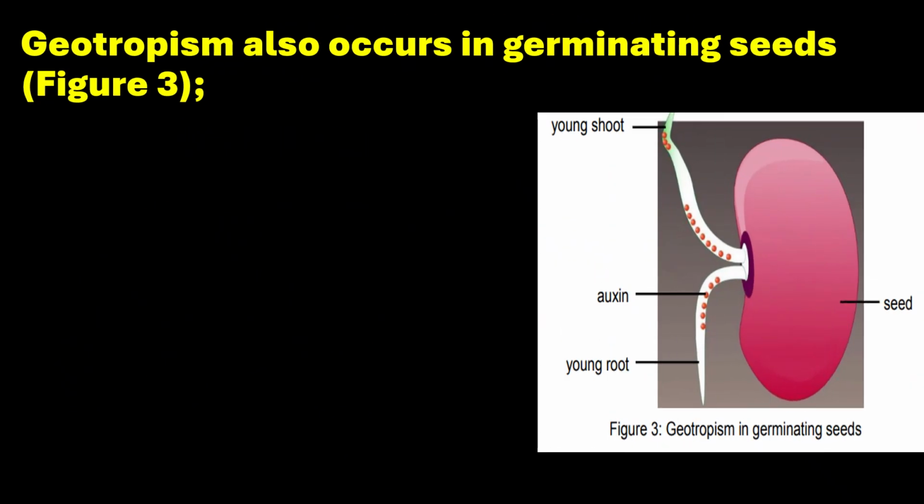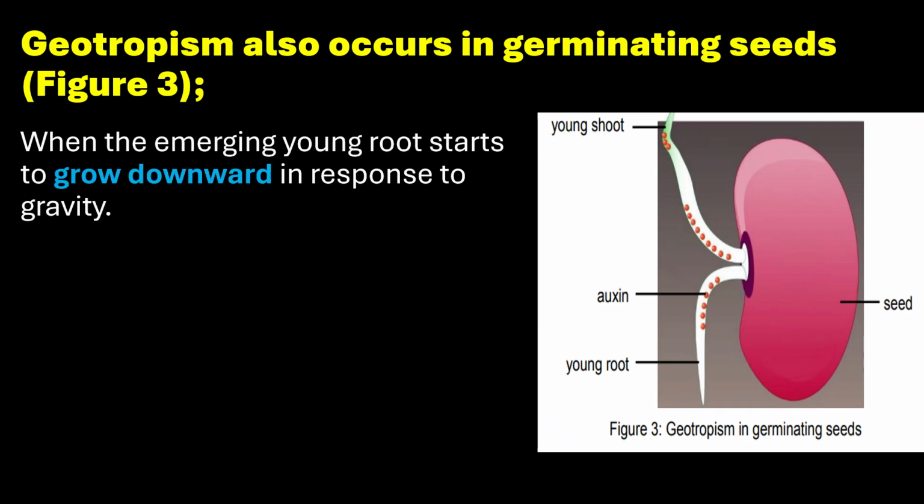Now let's look at geotropism in germinating seed. If we take a germinating seed, we have auxins being produced in the young root and in the young shoot, which will form the stem and the branches. What we need to know is that when the emerging young roots start to grow downwards, so this is a young root, it is emerging, it is coming out. Emerge means to come out. It is coming out of the seed.